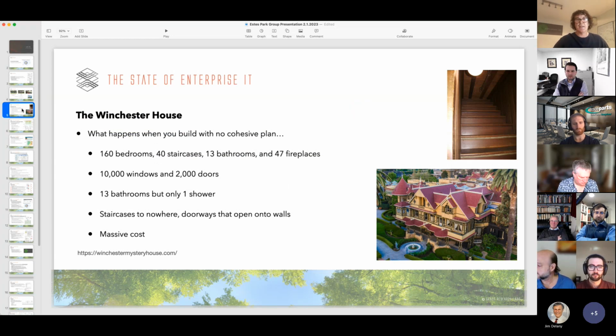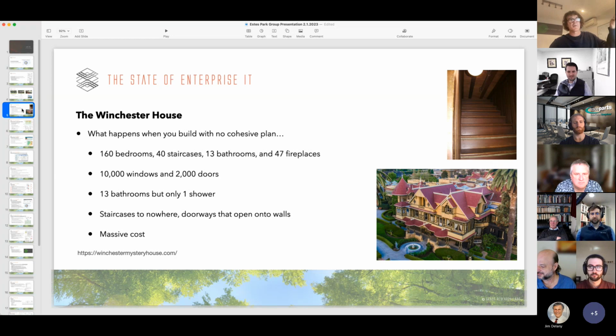When we train architects, we often use the example of the Winchester House, which is in California. It's a completely crazy piece of engineering and architecture, and it shows what happens when you don't have a cohesive plan for anything. I don't know if anyone's seen this in the wood, so to speak, but it's completely nutty.